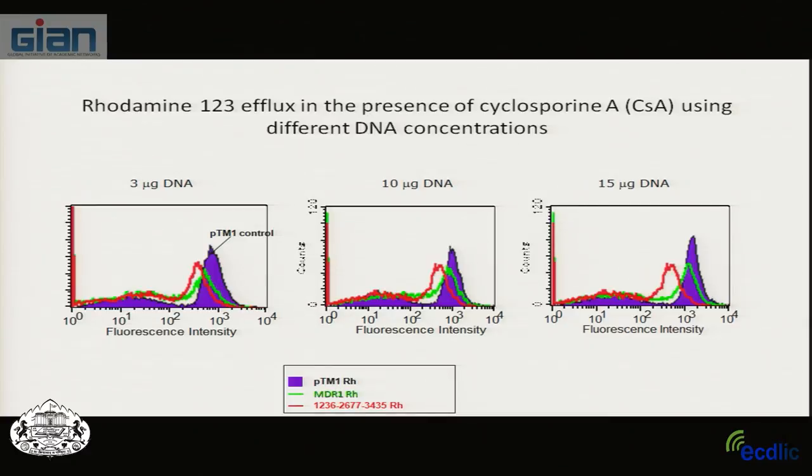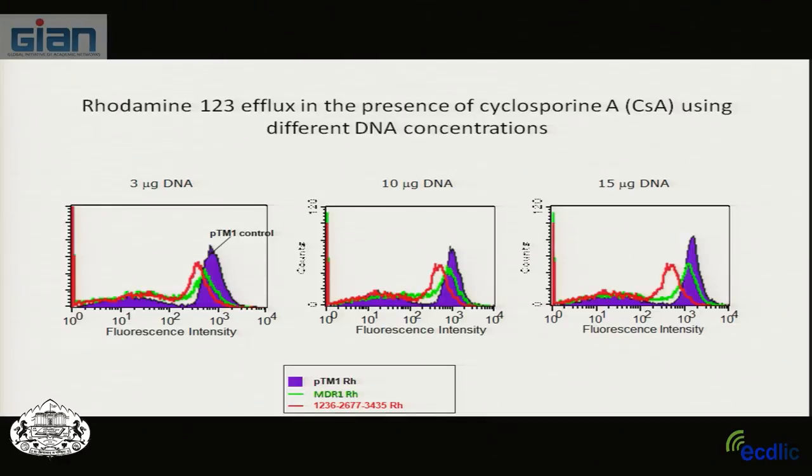So one possibility is that it could be because of the gene dosage. That is, if you have a higher protein concentration of P-glycoprotein in your cell, maybe that's influencing it. So how do we titrate the dosage? The dosage can be titrated by using less of the DNA when you transfect cells.